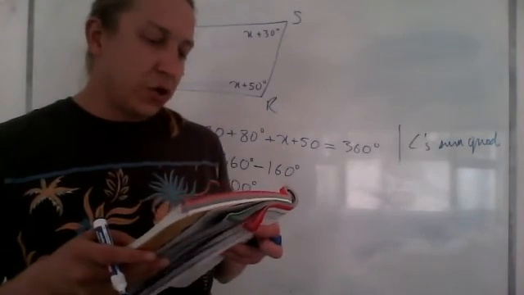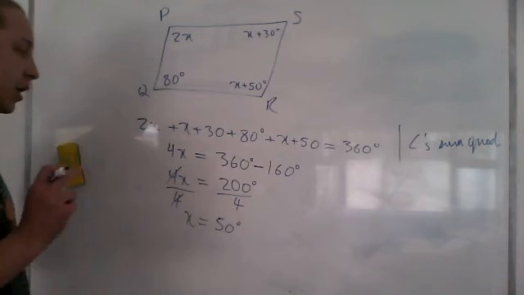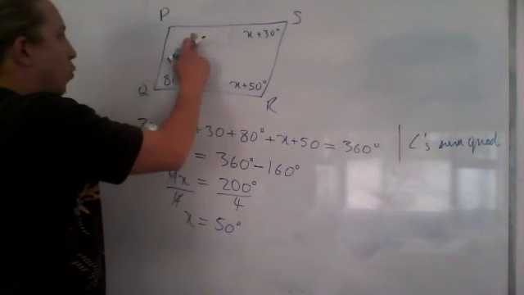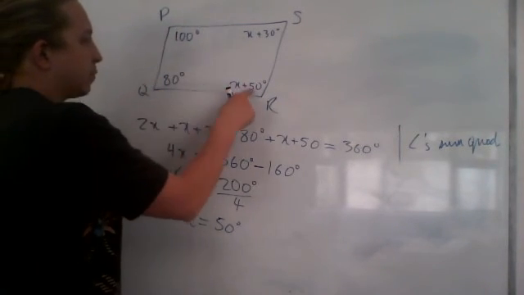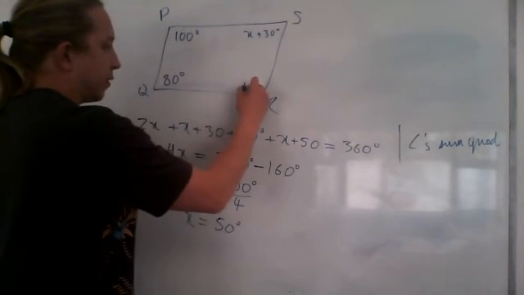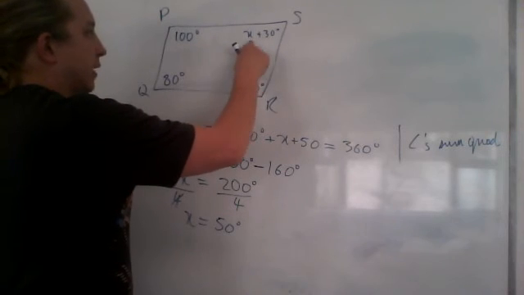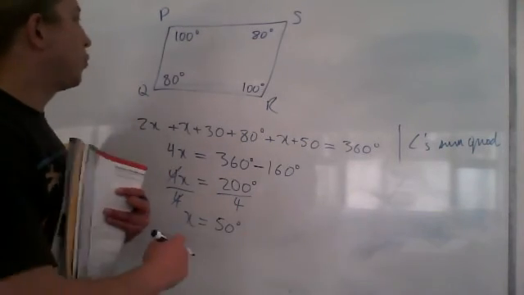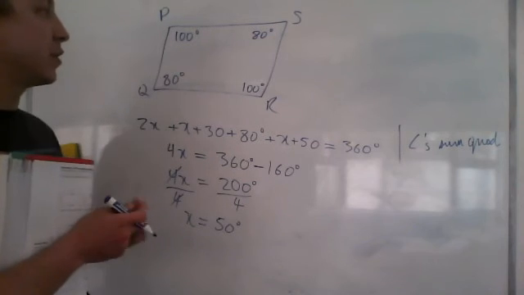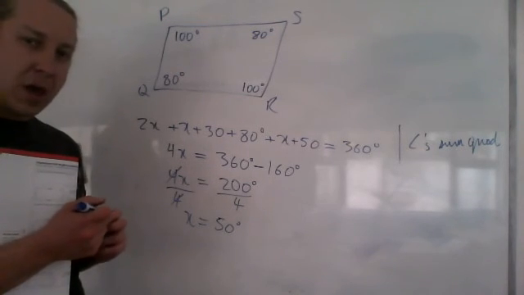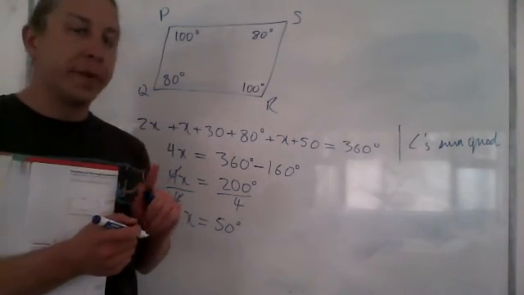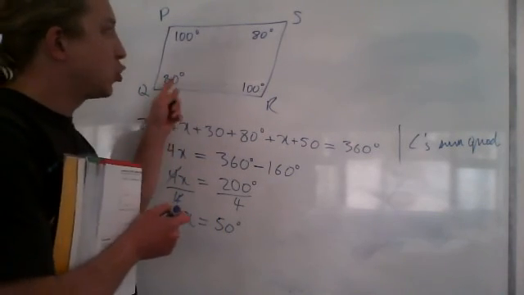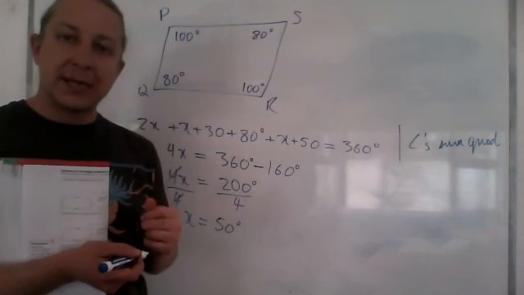And number 2, classify this quadrilateral based on its angles. Okay, so now we know what x is, we can fill in this information. So 2x is 100 degrees. Okay, x plus 50, well, that's also 100 degrees. Okay, x plus 30, that's going to give us 80 degrees. Okay, so what kind of quadrilateral do we have? We have two pairs of opposite angles that are the same. Okay, so could this be a rectangle? No, because the angles are not 90. So we know it's a slanted shape. But which shape has two opposite pairs of angles the same? The answer, it's a parallelogram.